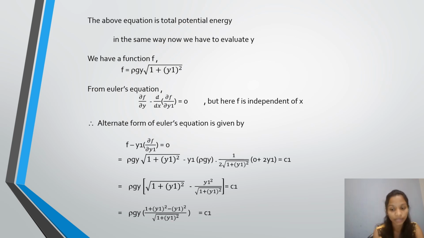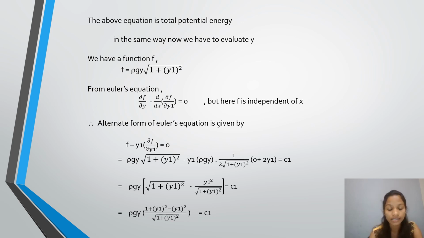For that purpose, rho g y is constant, so we'll write it outside. Rho g y into the differentiation of root x, or any root term, which is 1 by 2 root x. In the same way, differentiation of root of 1 plus y dash square is 1 by 2 into root of 1 plus y dash square. Again, after differentiating the root, we have to differentiate the inner terms, so we differentiate y dash square. Differentiation of x square is normally 2x.